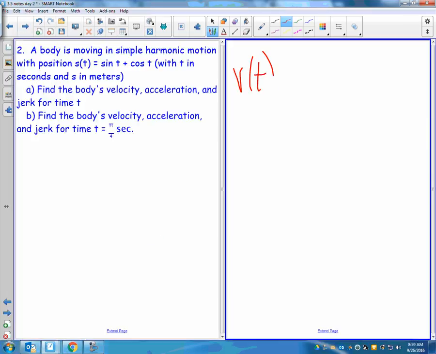Who hasn't answered yet? Kyler, velocity. Do I need to do the product rule? Do I have a product here? I have a sum, right? No product rule needed. Cosine t minus sine t.